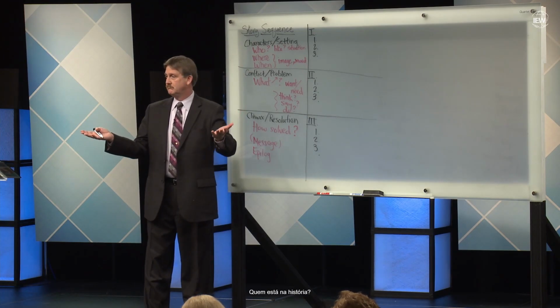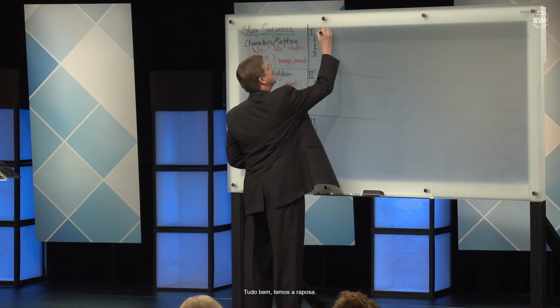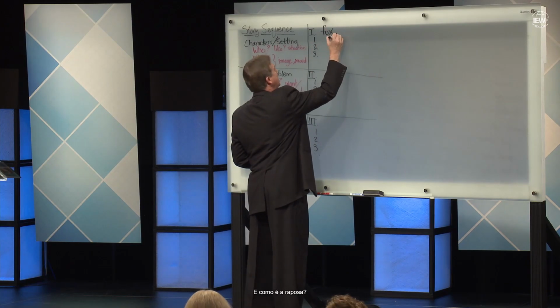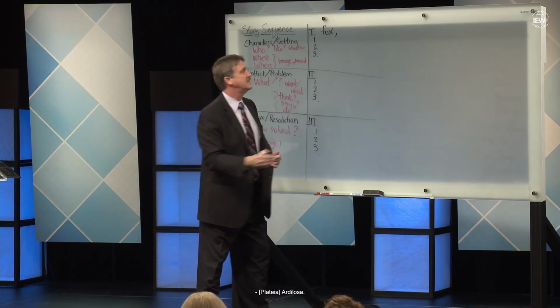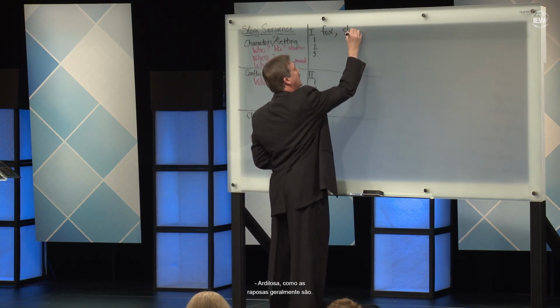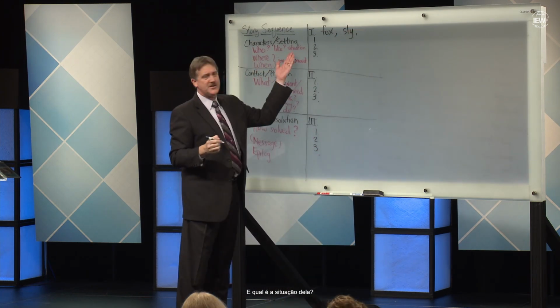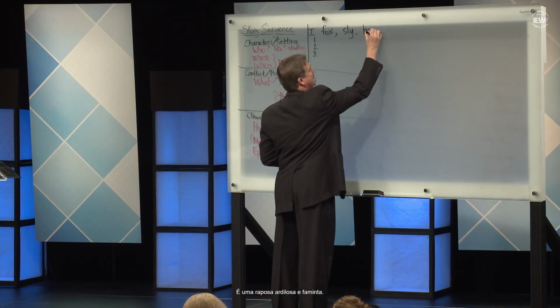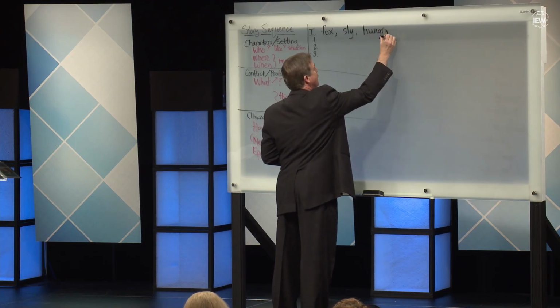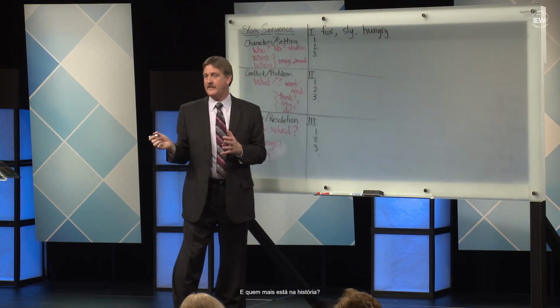Who's in the story? All right, we got a fox. All right, now what is the fox like? What's his personality? He's sly, as foxes usually are. And what's his situation, his condition? Hungry. He's a sly but hungry fox. All right. Okay, who else do we have in this story? Okay, crow.